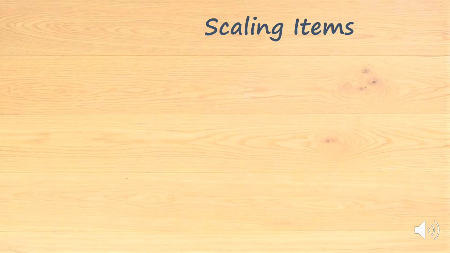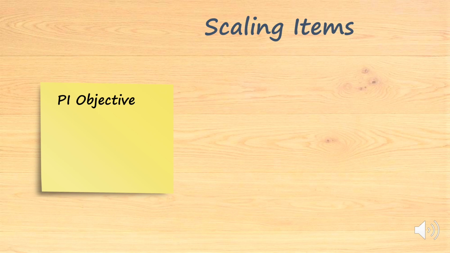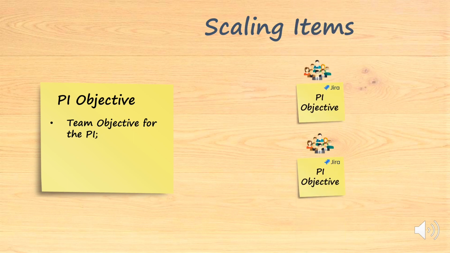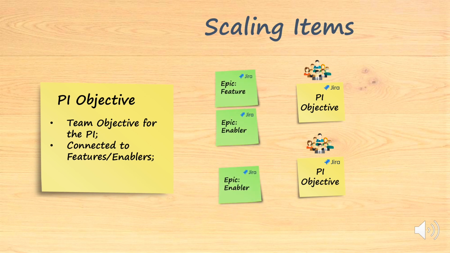The first type of item is the PI objective. PI objectives are generated initially at the team level in the context of a PI planning. They reflect, in business language, what the team aims to achieve in the next program increment. In other words, they can connect to the features and enablers that represent them. This can be done using the linking mechanism. However, according to SAFe, this is not imperative, since some PI objectives may be focused on more generic milestones.